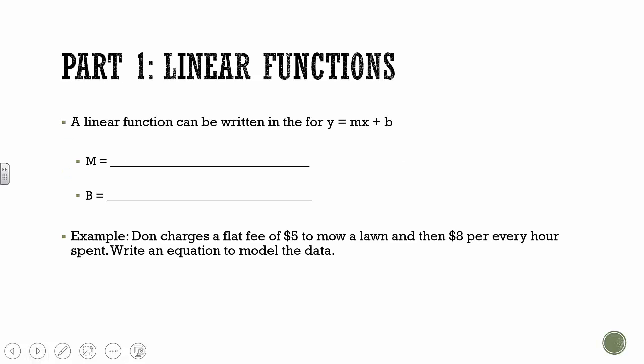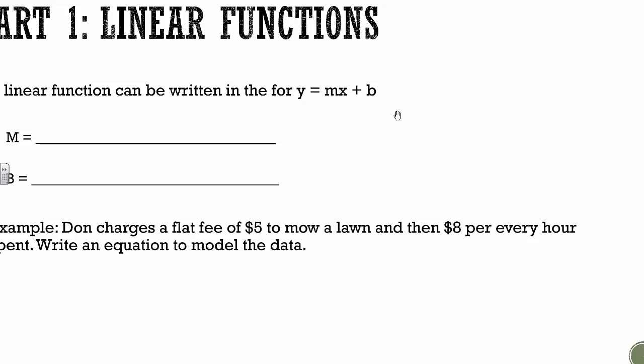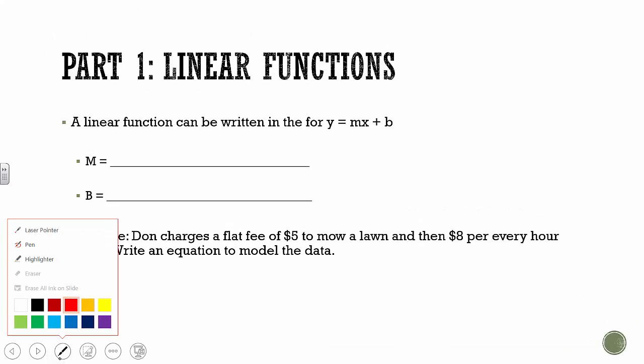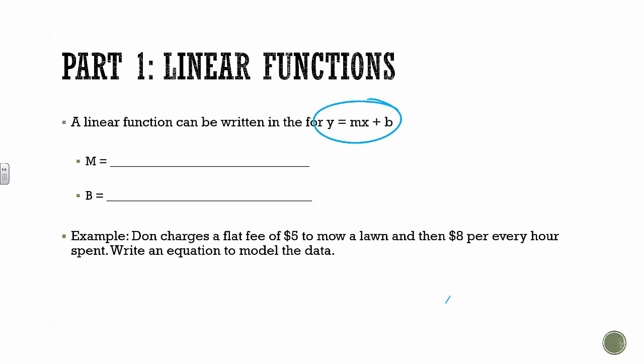So let's first talk about a linear equation. Linear functions can be written in the form y equals mx plus b. So if you can rewrite something in this form, it's going to be a line when you graph it. And remember, your m stands for your slope, which is your rate of change. And your b stands for your y-intercept. So it's always like (0, b), and that's your starting point.